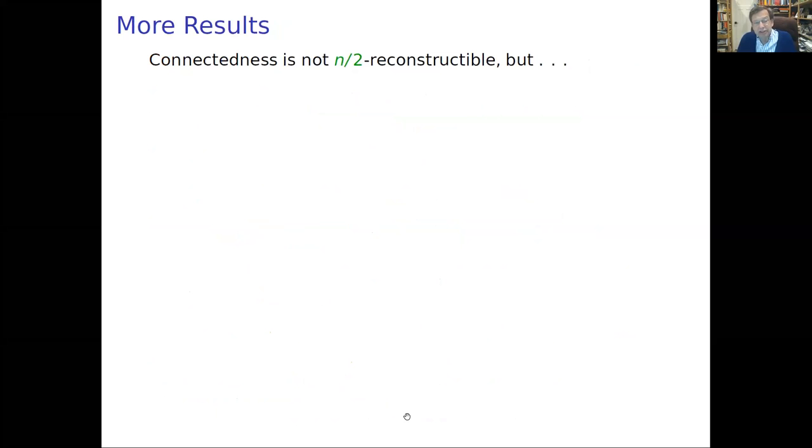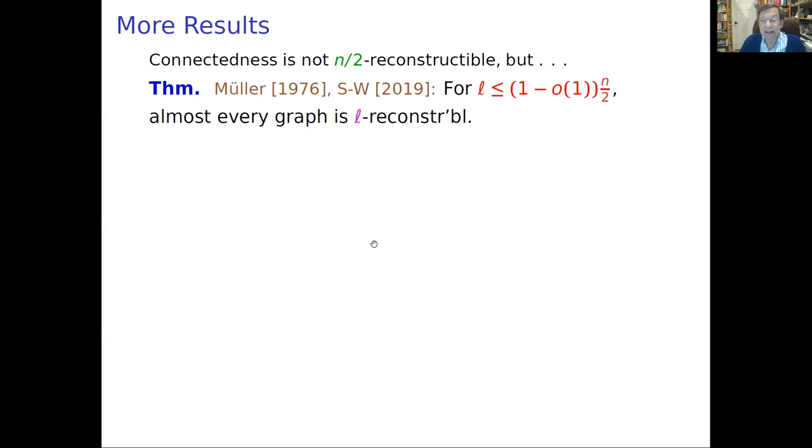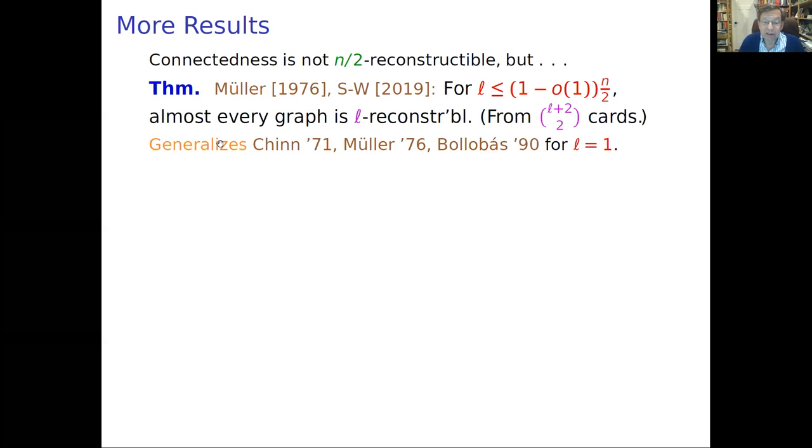Okay, some more results. As I observed on the previous slide, we can't tell whether a graph is connected if we have only the deck with subgraphs having half of the vertices. But if we delete a little bit less than half, then almost every graph is going to be reconstructible from the deck that we get. And in fact, we will only need (L plus two choose two) of the cards. I will say some more about this later. And this generalizes the classical result for the ordinary reconstruction problem when L equals one, that said that almost every graph is reconstructible, or 1-reconstructible.